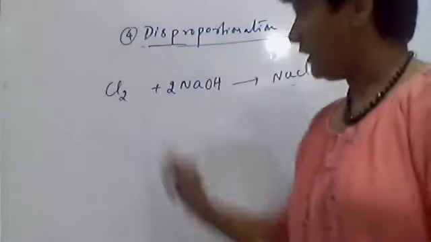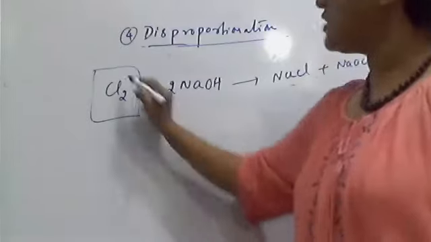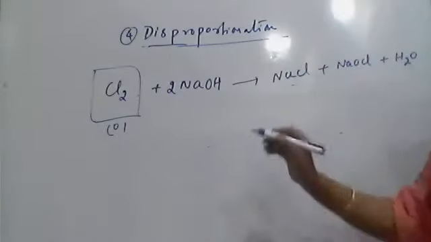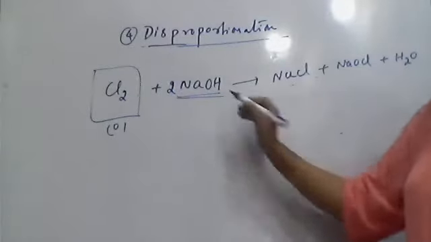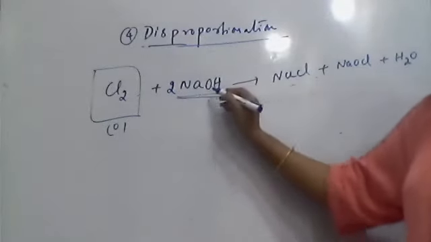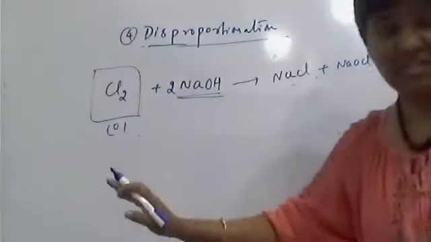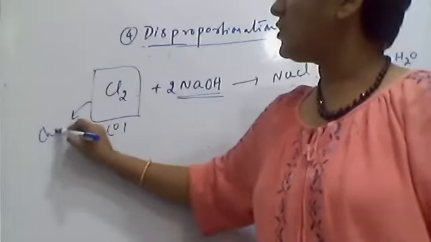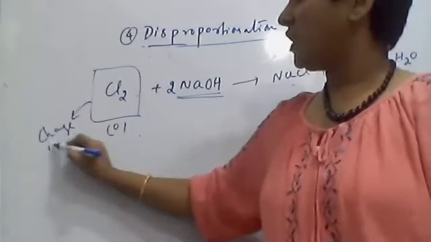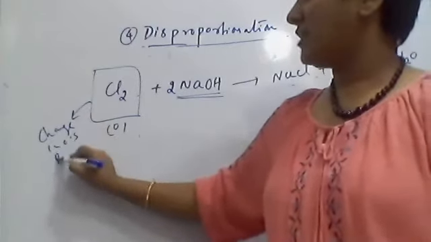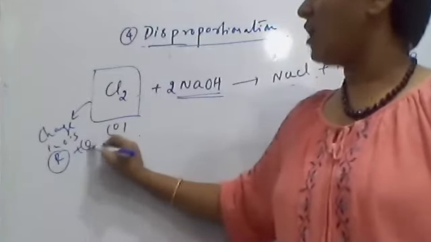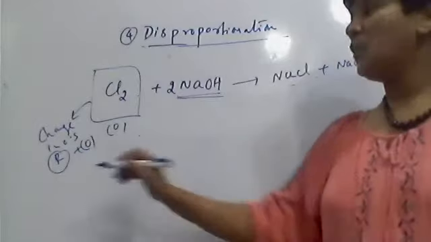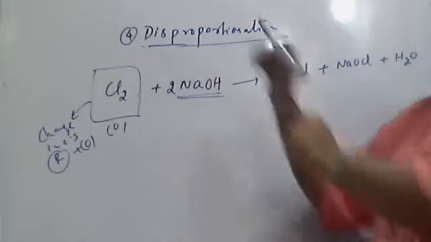Now see here, chlorine has 0 oxidation state because it is an element. Now there is no change in the oxidation states of sodium, oxygen and hydrogen. They remain as they are. In this reaction, only chlorine undergoes a change in oxidation state, that is both reduction and oxidation. When the same element in a reaction undergoes both reduction and oxidation, it is called disproportionation.